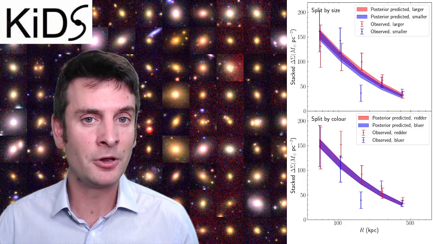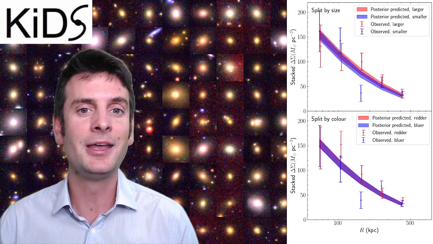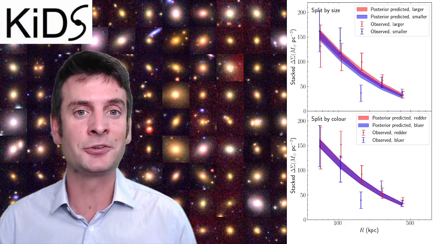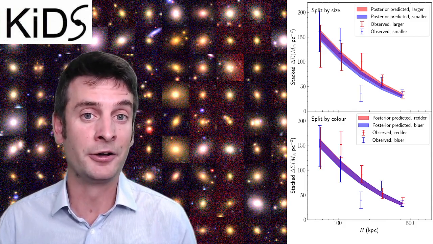What we learned from all this is that although halo mass is very important, it doesn't determine everything. So things like the size or the color of massive elliptical galaxies probably depend on other features.